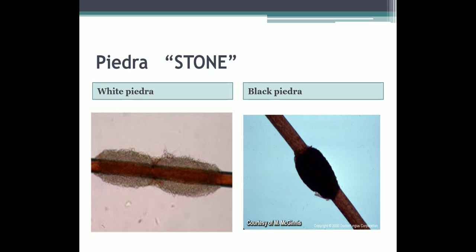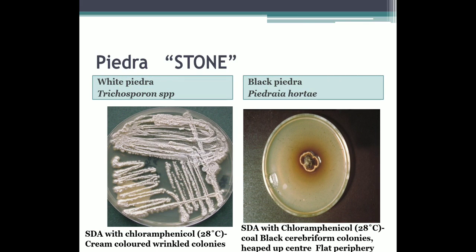Usually, white piedra results from bad personal hygiene or swimming in stagnant water, more commonly associated with the female gender, whereas black piedra is more commonly seen in males. However, having said that, generally there is no gender predilection in both these infections. White piedra is caused by the Trichosporon species and black piedra is caused by Piedraia hortae.